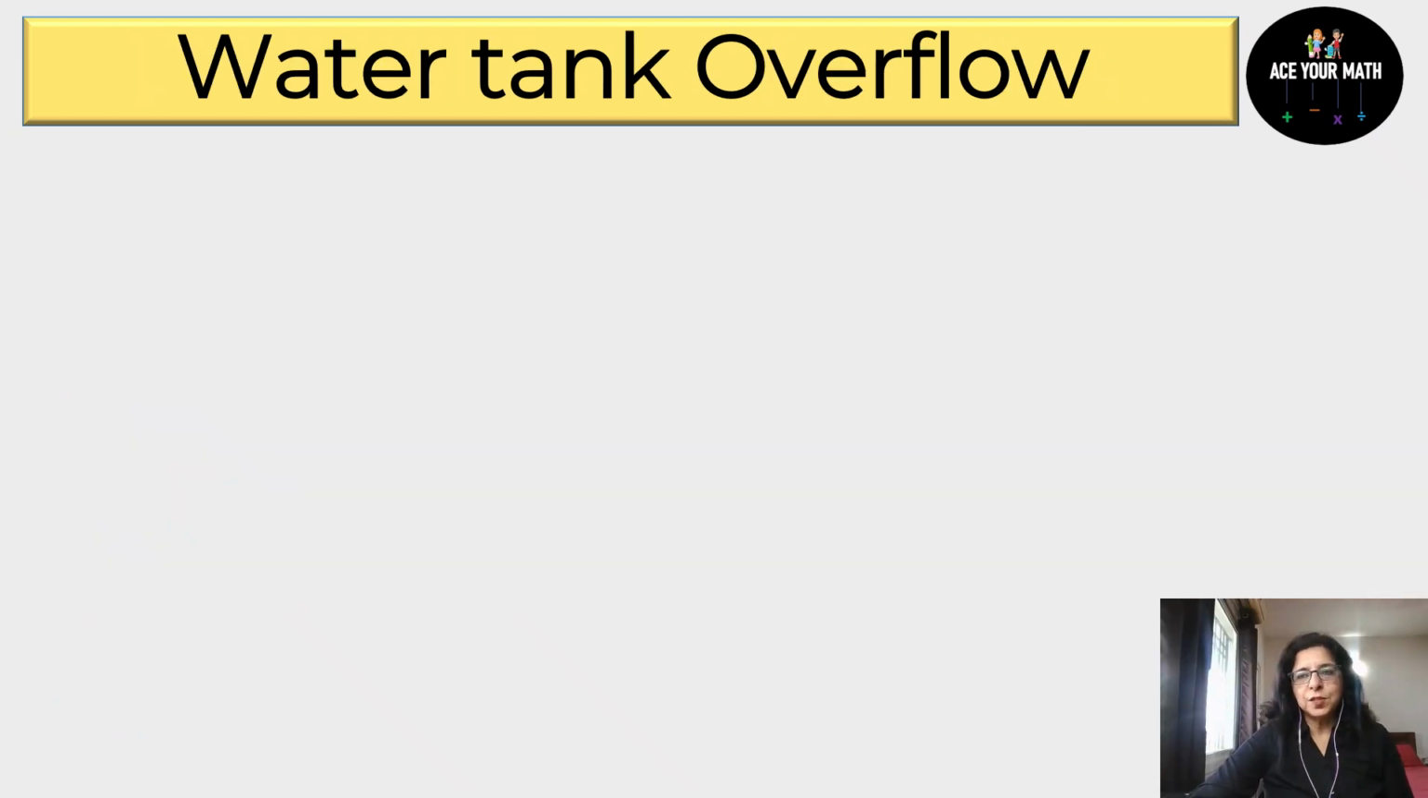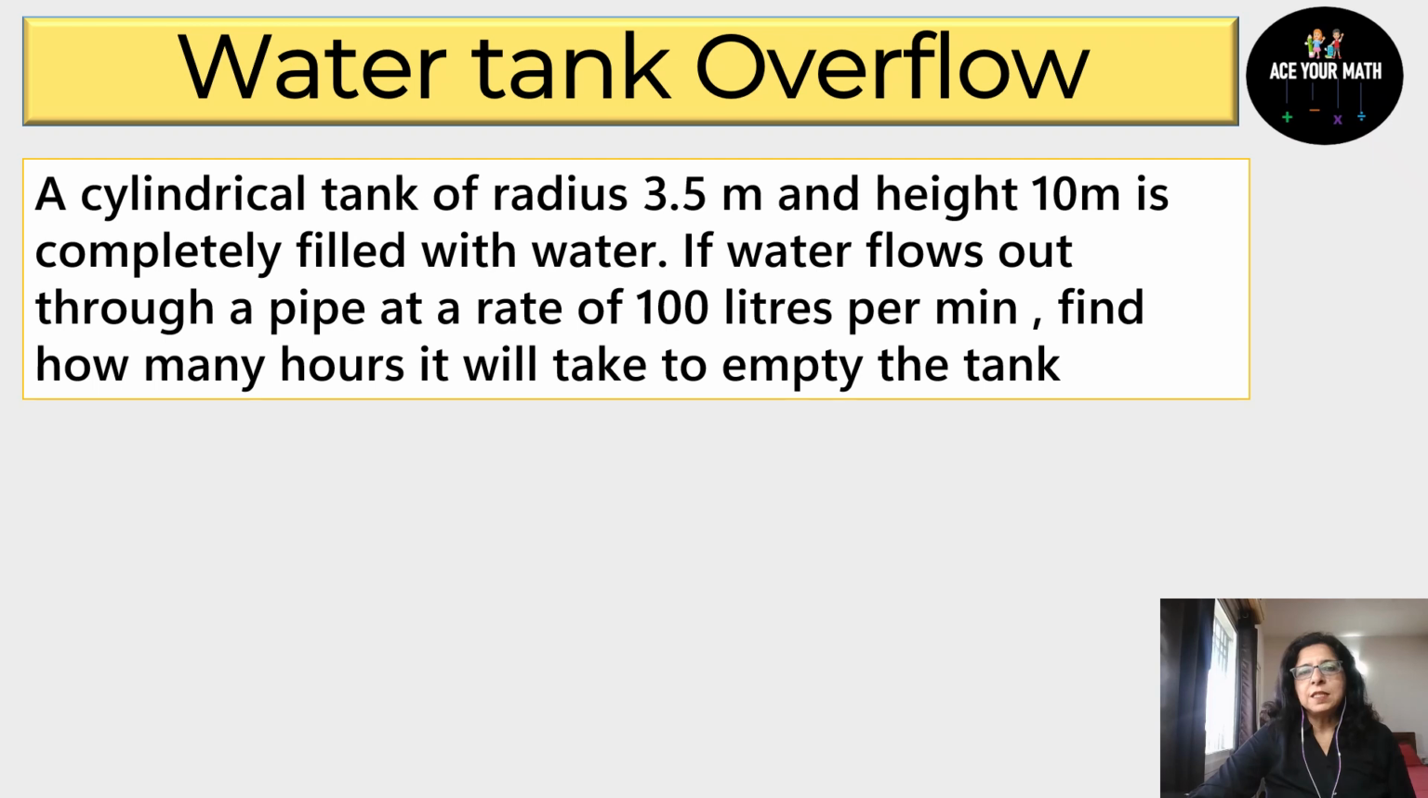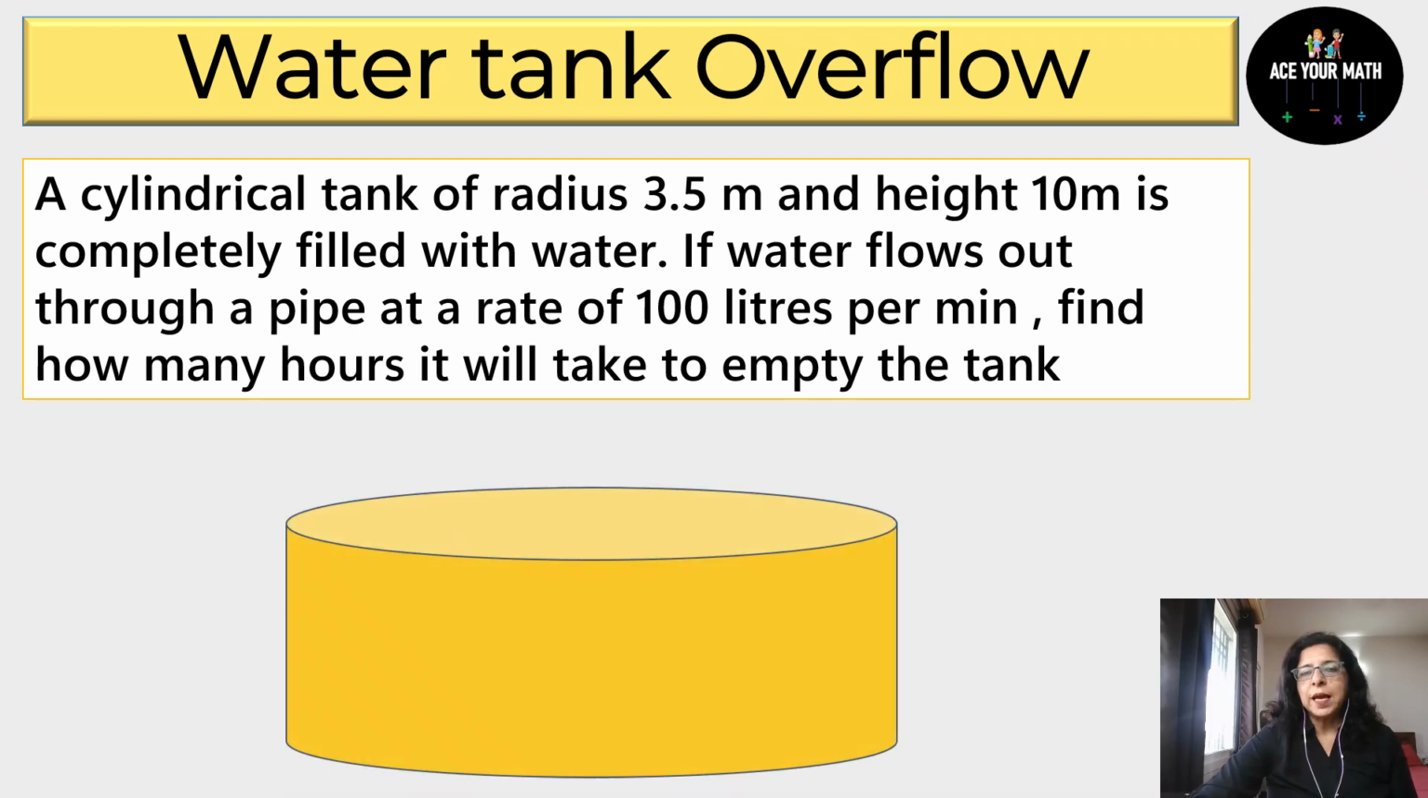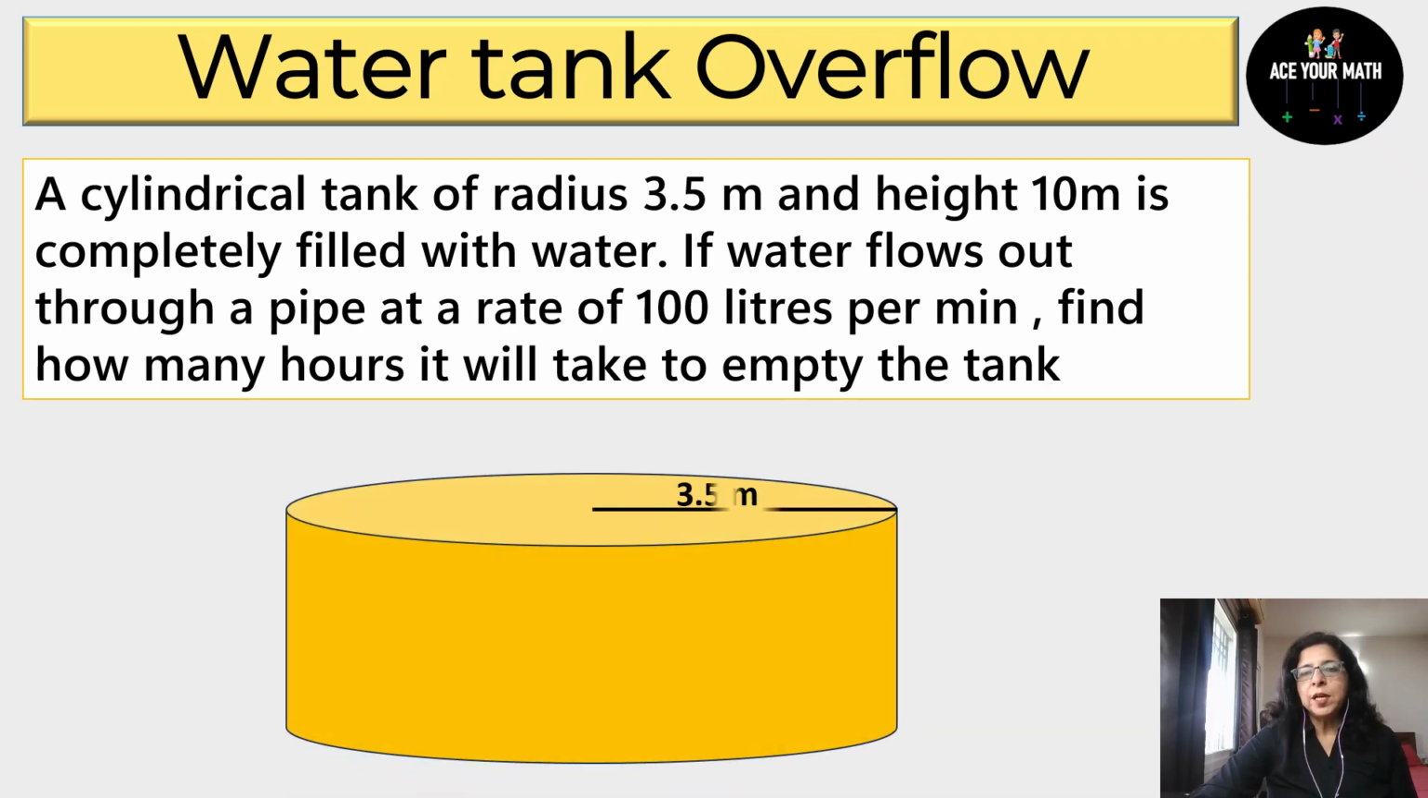So look at the first word problem which is given. See, a cylindrical tank of radius 3.5 meter and height 10 meter is completely filled with water. If water flows out through a pipe at a rate of 100 liters per minute, find how many hours it will take to empty the tank. So first we will see what all things are given to us. A tank is given and the radius of this tank is 3.5 meter and the height of the tank is 10 meter.